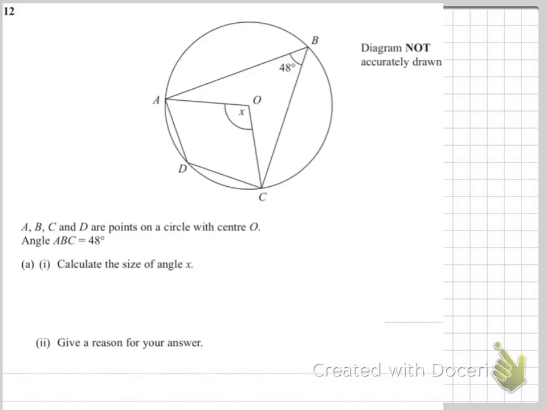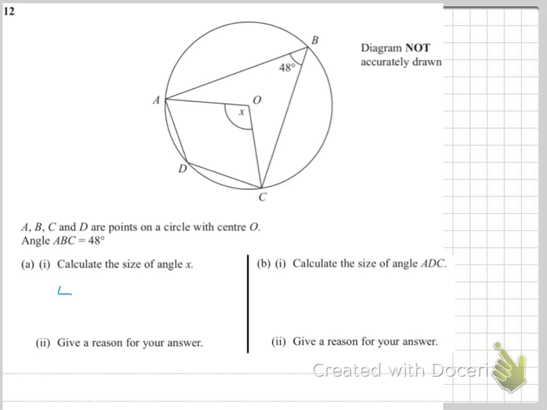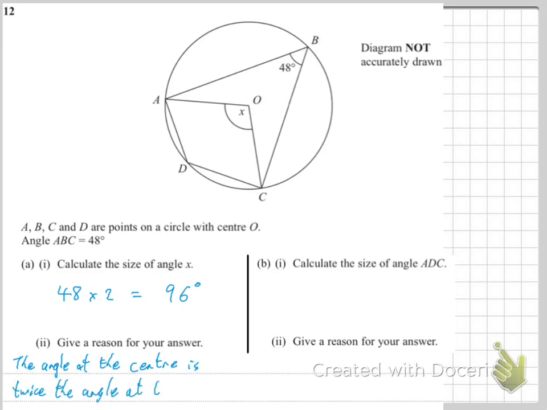And that's that. 12. Circle theorems. Common mistakes with this one. First one, most people get, they spot that we just need to do 48 times 2 because the angle at the circumference is half the angle at the centre, or the other way round, the angle at the centre is twice the angle at the circumference, and that's exactly the reason we need to write here. The angle at the centre is twice the angle at the circumference.